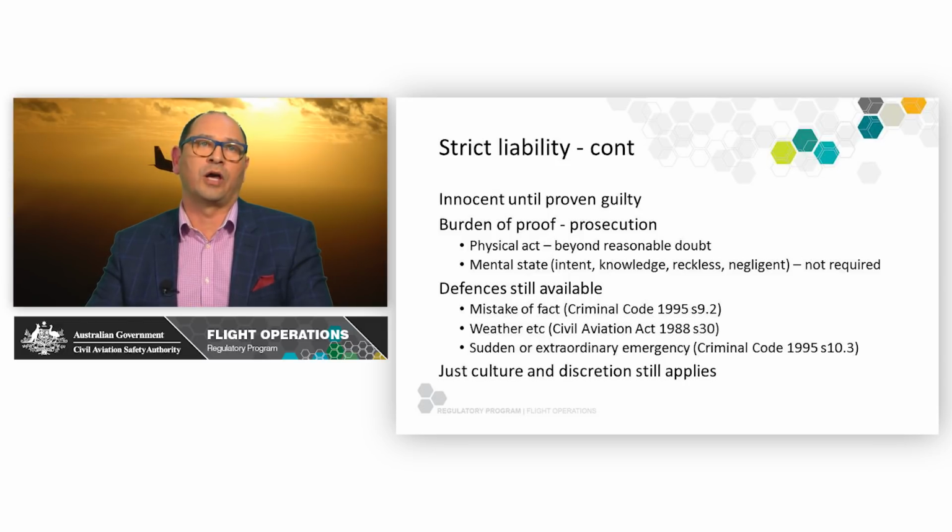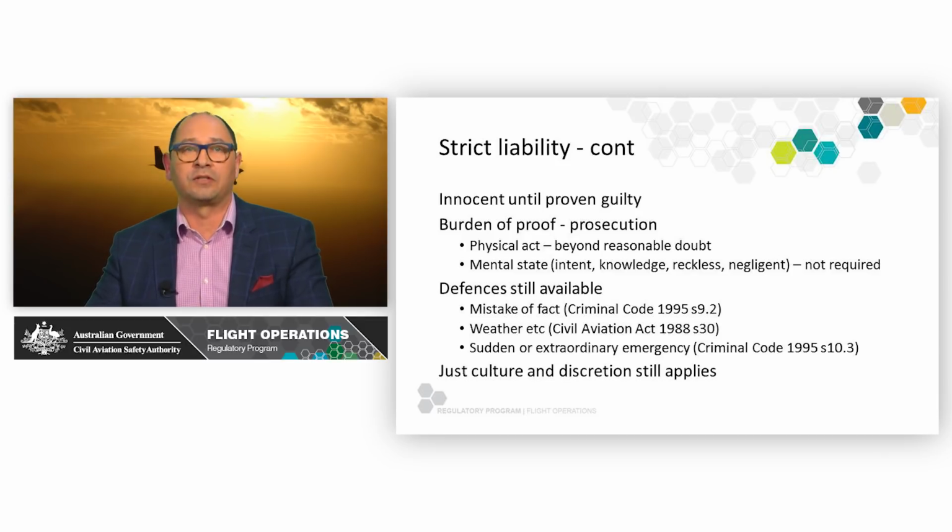The first one under the Criminal Code is a mistake of fact. So you thought something was true, but it wasn't. You had an altimeter that told you that you were flying above the height. It was reasonable for you to think that the altimeter was correct, and so you acted on the facts available to you. That is a defence. Similarly, within the Civil Aviation Act, there are explicit requirements that talk about the ability to effectively break the rules because of weather and other complicating factors. And in the Criminal Code, sudden or extraordinary emergency permits you to do things that would otherwise not be permitted. So there's a lot of defences available should you be tried for a strict liability offence.